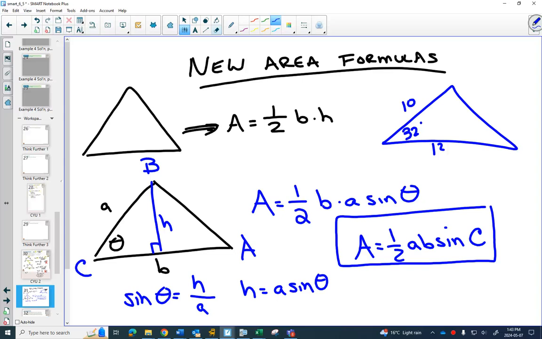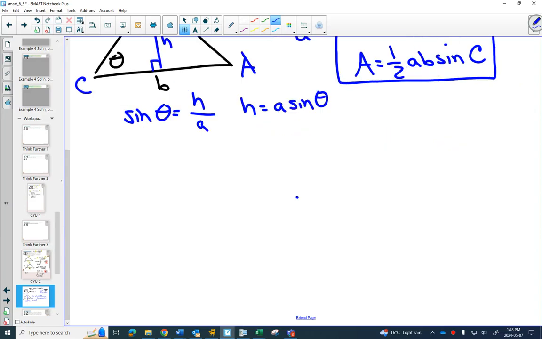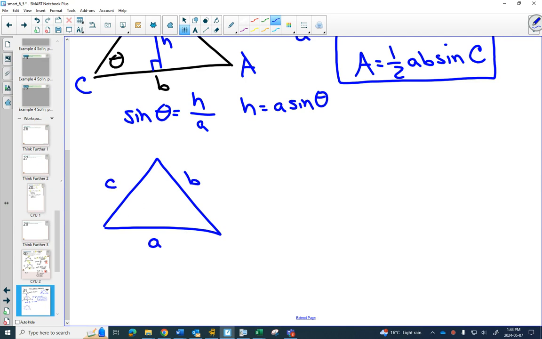And then there's also one more area formula that is on your formula sheet. There is a special area formula when you know all three sides. What's the problem when you know all three sides? You don't know the height. If you know all three sides, you could use the cosine law to find the angle, and then you could use that formula. But there is a formula that just uses the sides, and it looks like this.